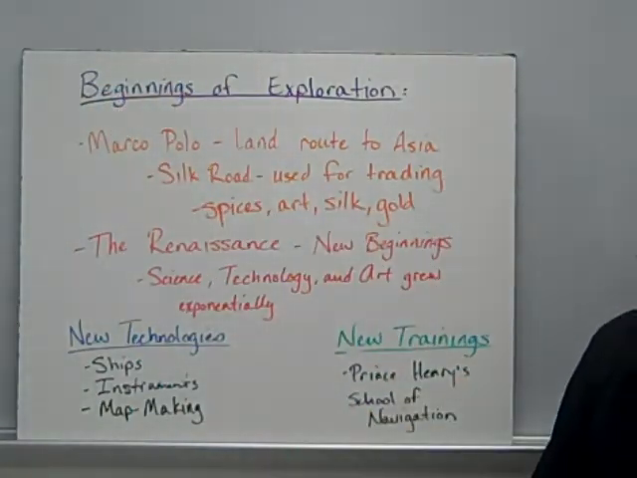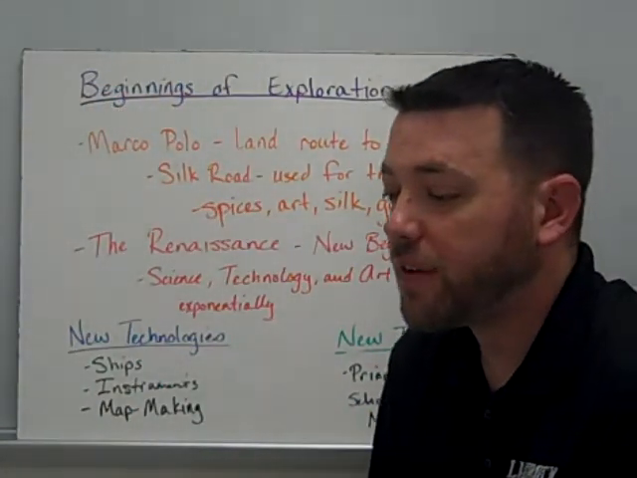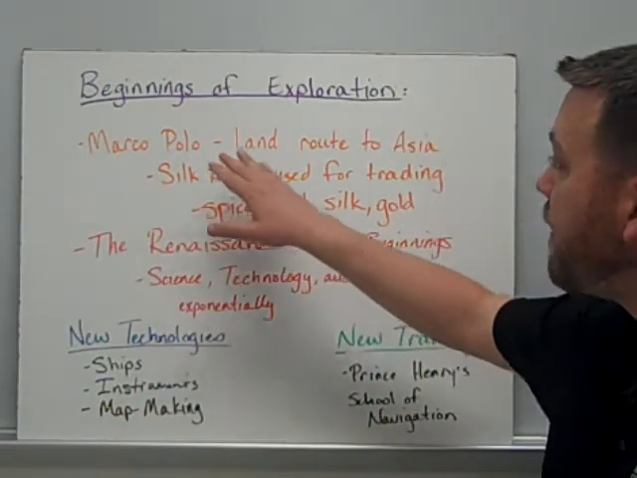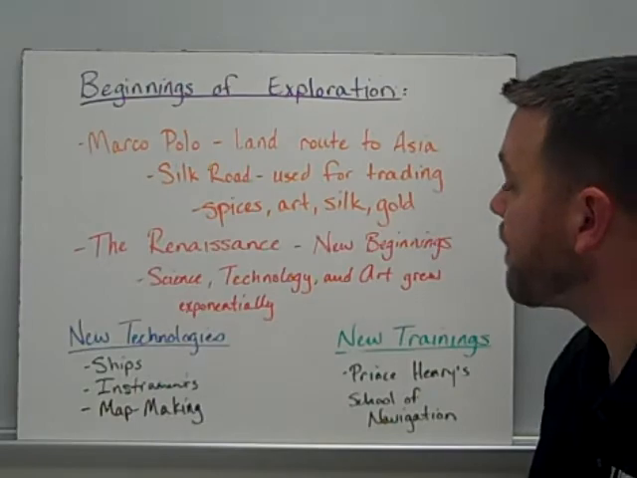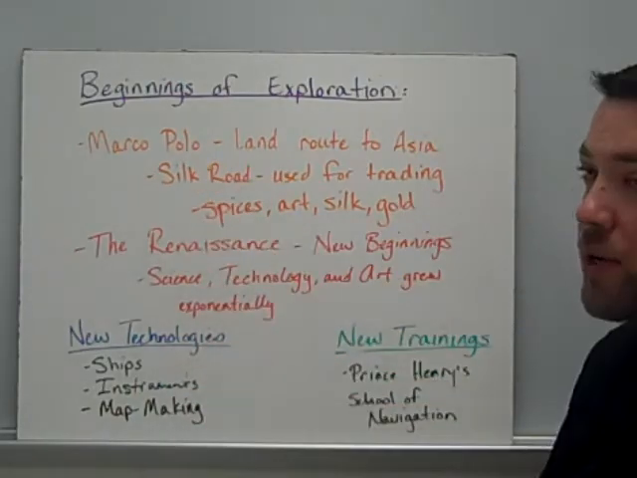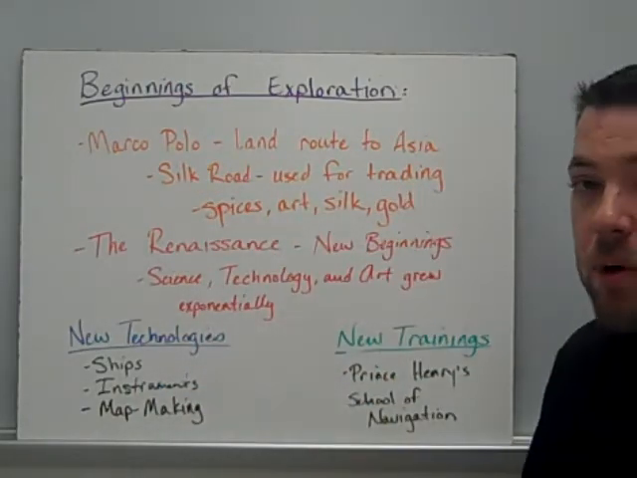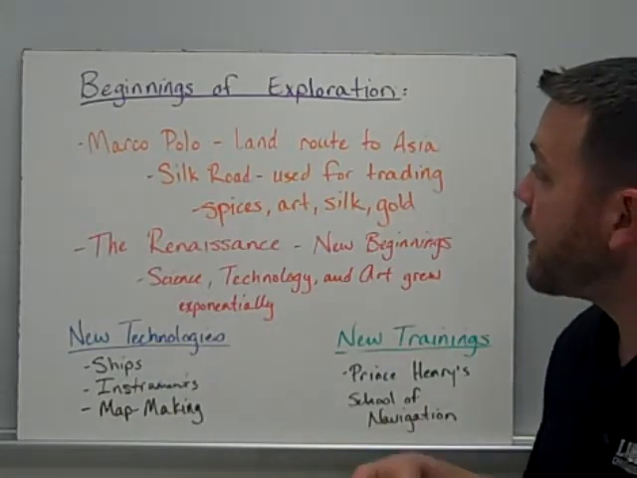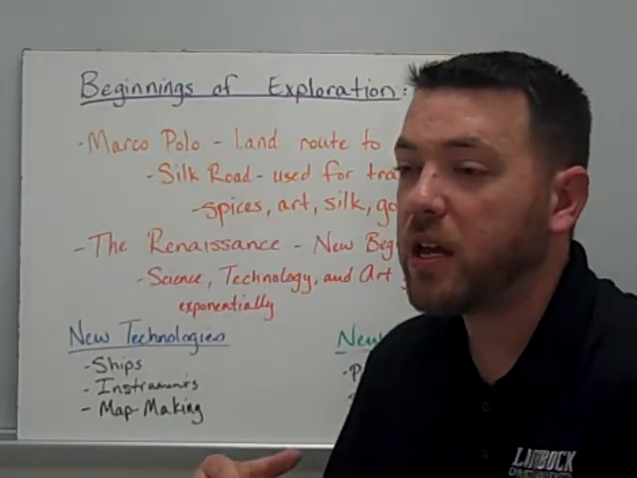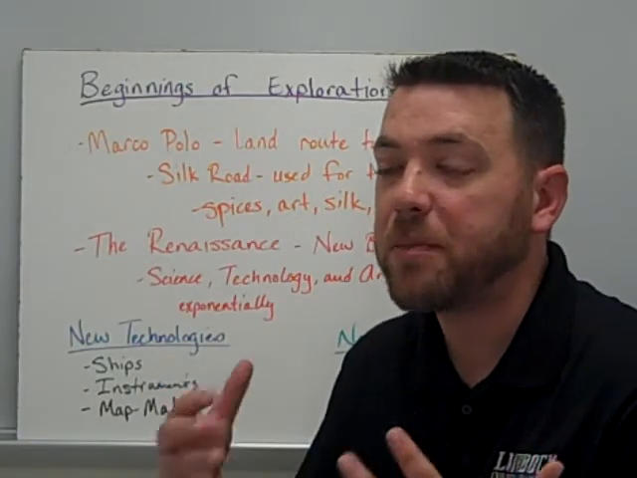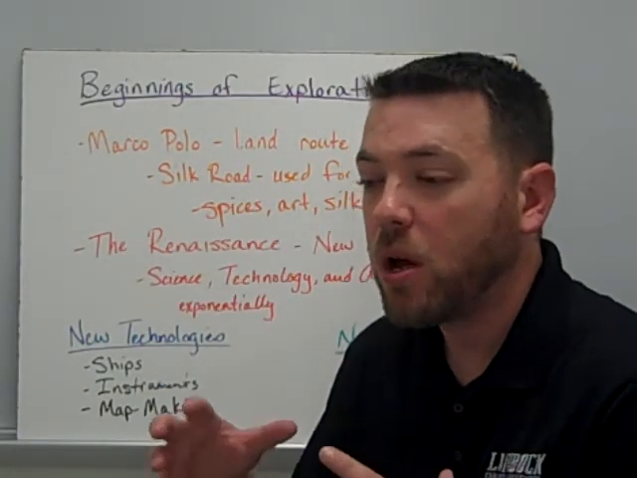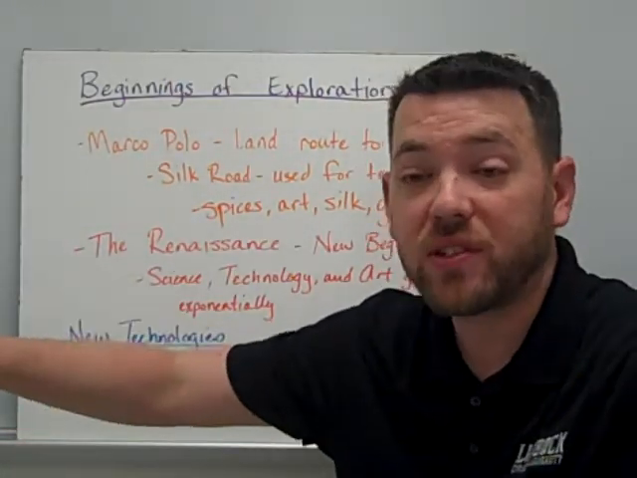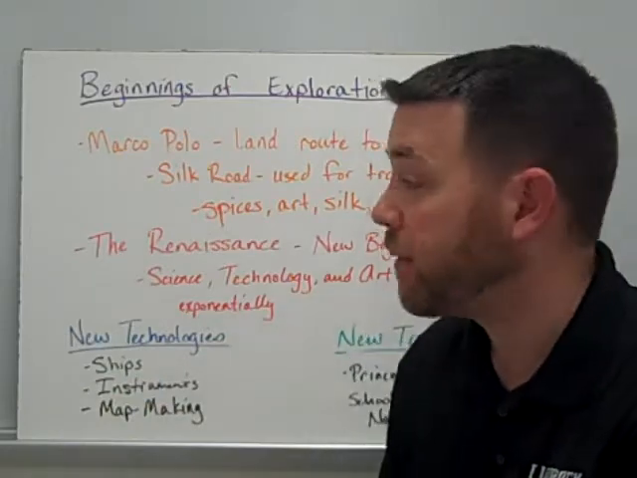The beginnings of exploration. Several hundred years ago, there was a man named Marco Polo, and he found a land route to Asia. We call this the Silk Road, and it was used for trading, mostly spices, art, silk, and gold. And he really started the need and the expectation for countries wanting to expand and find out what is outside the walls of their territory.